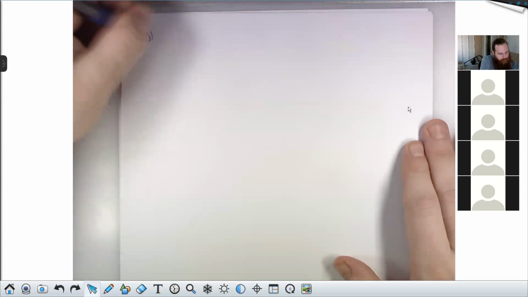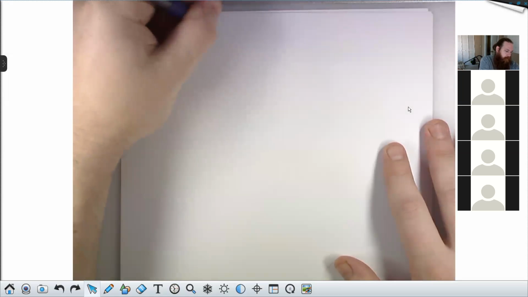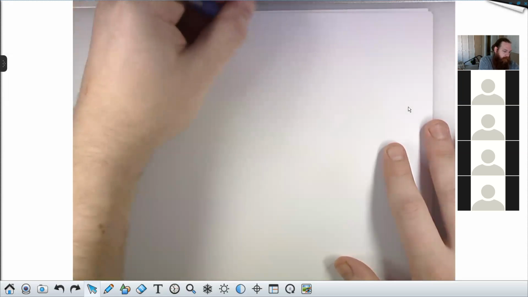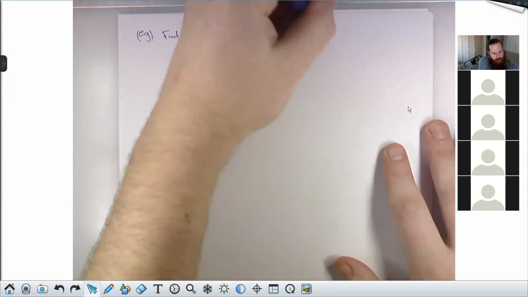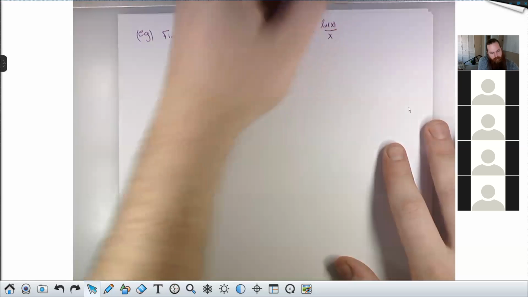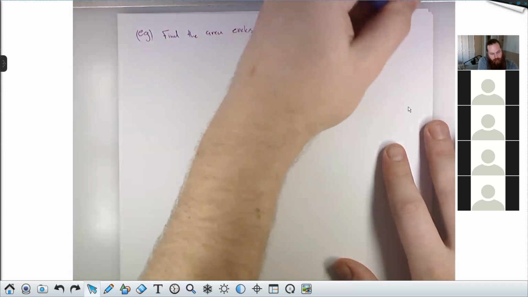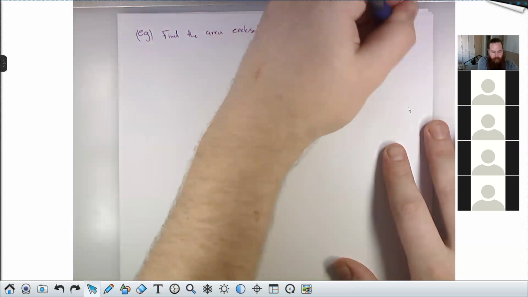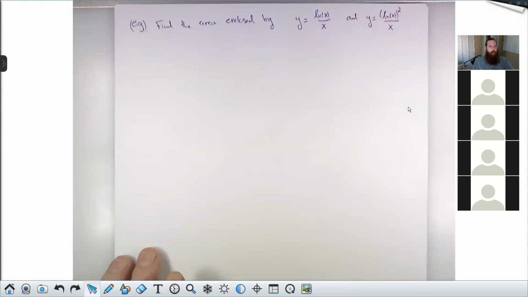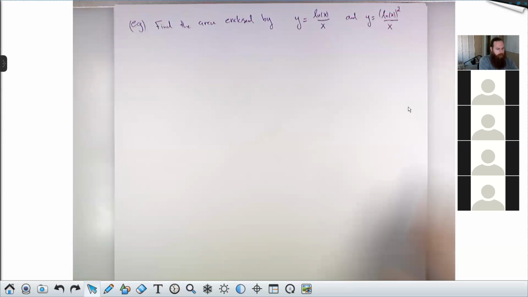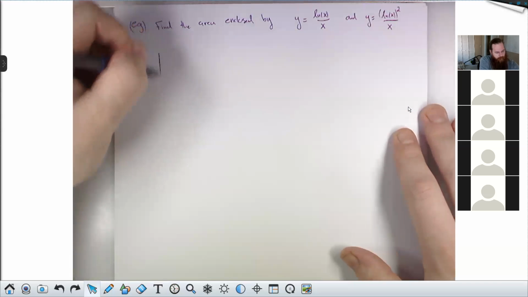Let's find the area enclosed by y equals ln x over x and y equals ln x all squared over x. These are two pretty interesting looking curves. Log x over x I happen to know, but log squared x over x I don't know off the top of my head. So we'll use a little bit of Desmos.